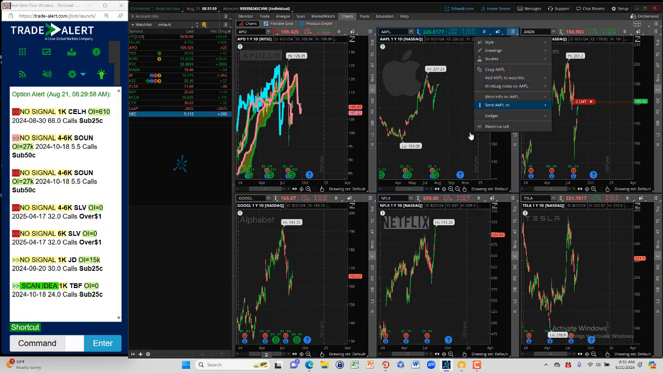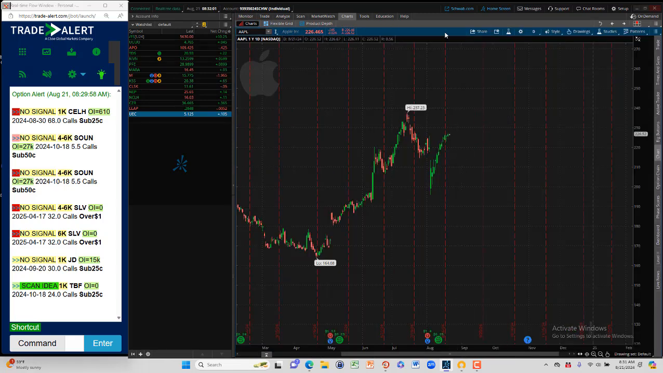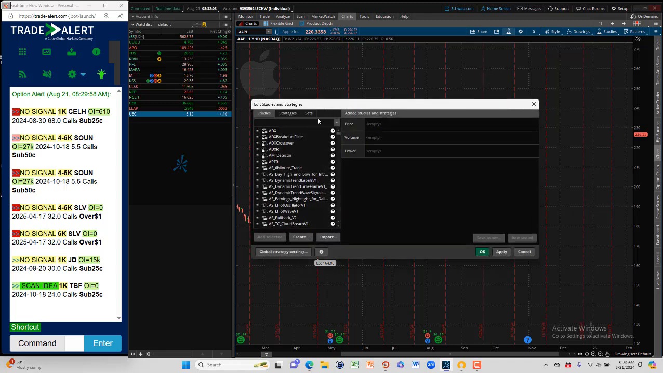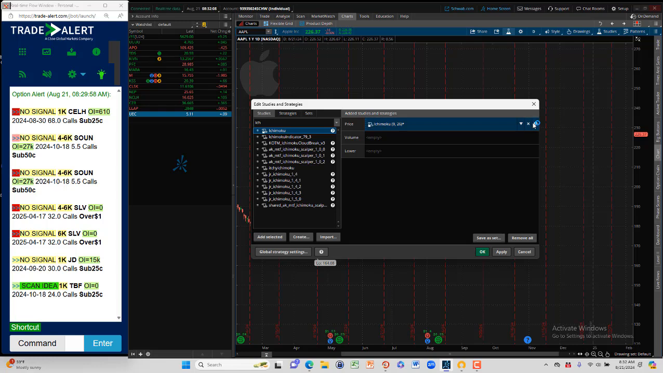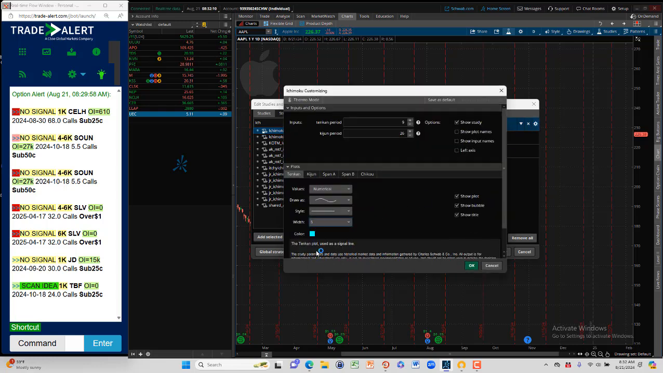We can add Ichimoku on all these. Caesars is higher. Ichimoku Kinko Hyo, the Ichimoku Cloud. And we're going to add RSI. So let me go in here and change the settings of these. I've been doing this so long, I know exactly what I'm doing. I'm going to do 5 red, 5 green, 5 red, 5 blue, 5 green, 5 blue.